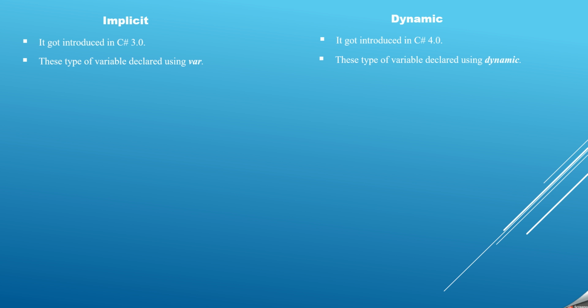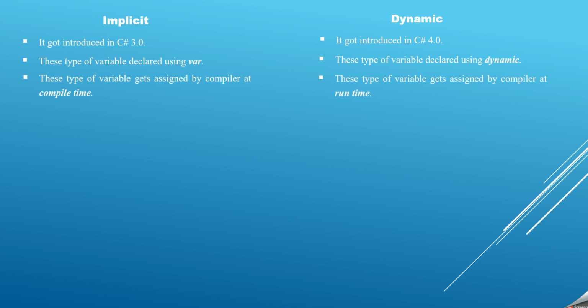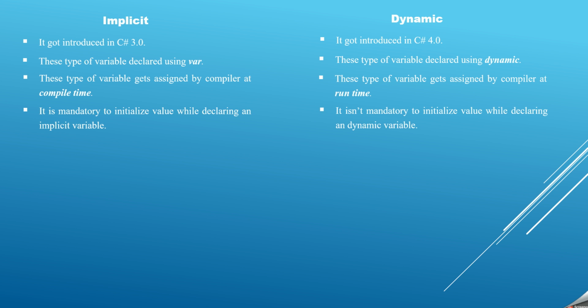The first variable we are going to discuss, the variable which is declared using var, is called your implicitly variable, and its type gets decided at compile time based on the type of value it is going to store. And the dynamic variable gets decided at runtime what kind of variable it would be, not at compile time. So that is one difference. This type of variable gets assigned by the compiler at compile time, and this gets assigned at runtime. It is mandatory to initialize a value while declaring an implicit variable, and it is not mandatory to initialize a value while declaring a dynamic variable.